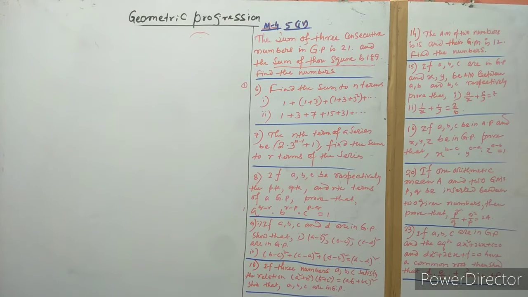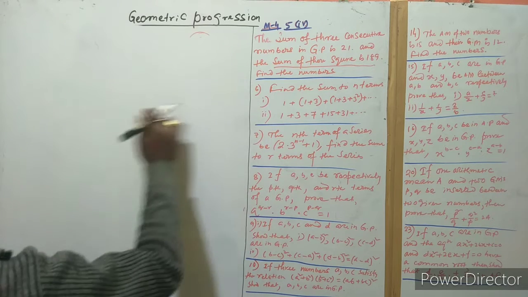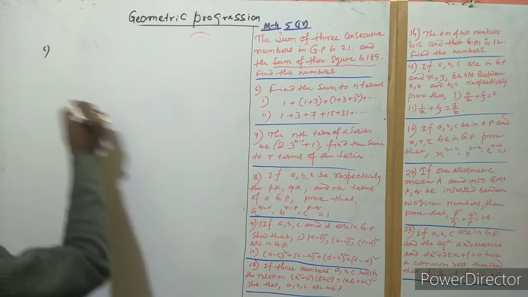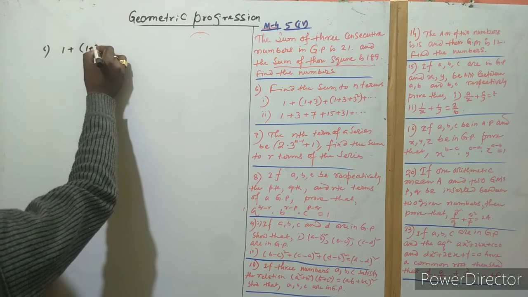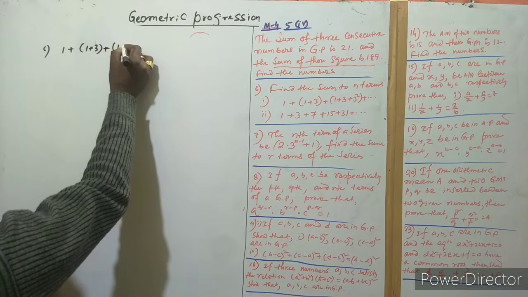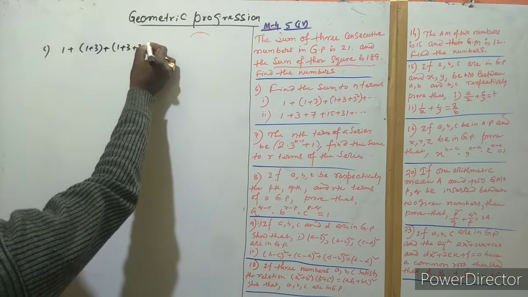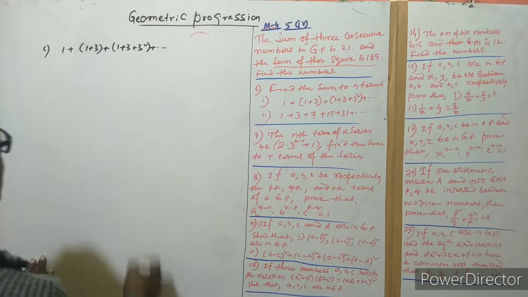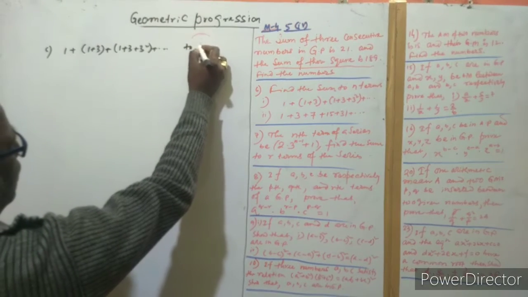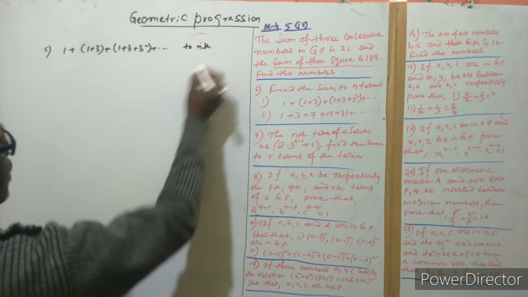And now see the 6th question. Here it is 1 plus 3 plus 3 squared plus dot dot dot, sum to n terms, to the nth term.